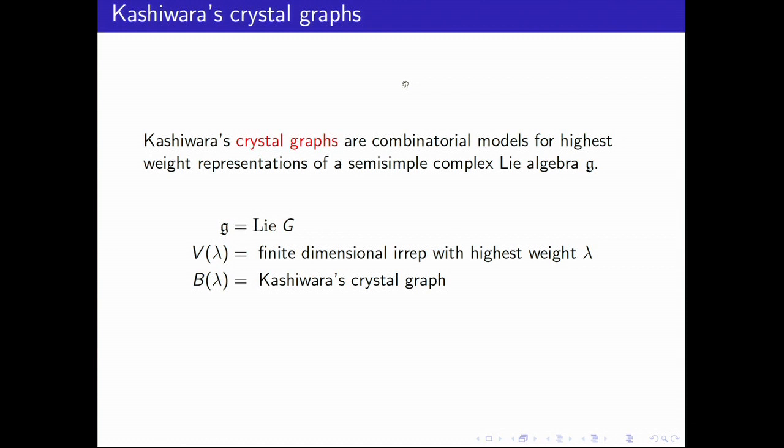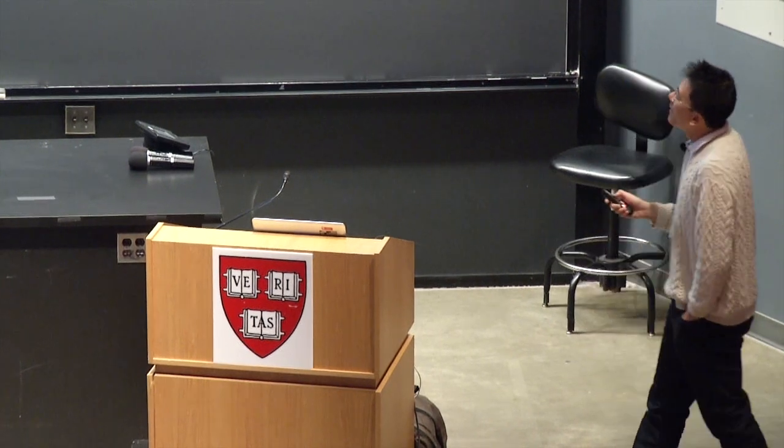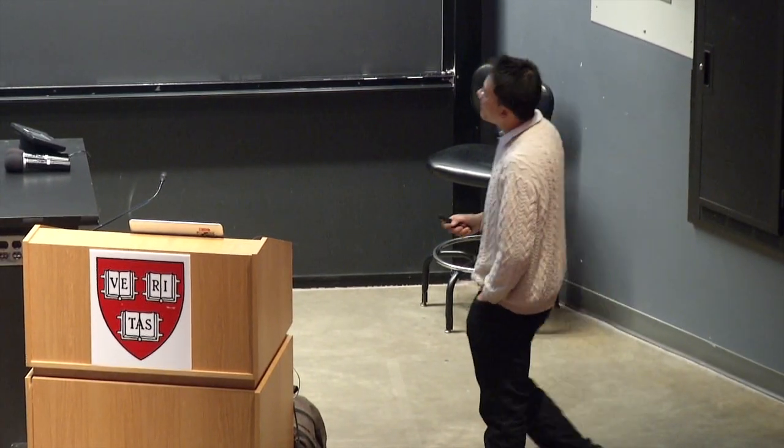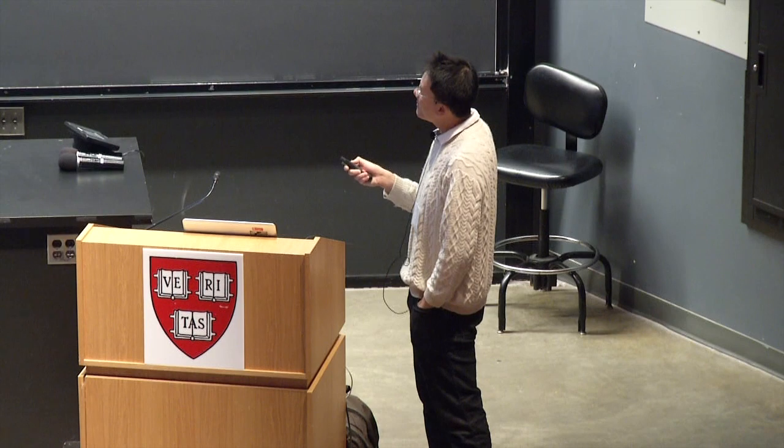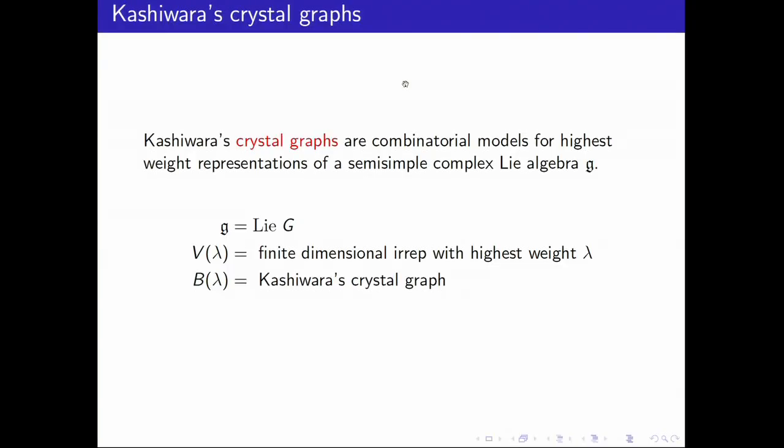So I would like to start with the combinatorial part of the story first, which is Kashiwara's crystal graphs. So these are combinatorial models for finite-dimensional irreducible representations of a semi-simple complex Lie algebra. So we can take our Lie algebra just to be the Lie algebra of the group G. I'll let V lambda denote the finite-dimensional irreducible representation with highest weight lambda. So lambda is a parameter. And if you're not familiar with the highest weight theory, you should think of lambda as just an integer vector lying in some cone, satisfying some piecewise linear conditions.